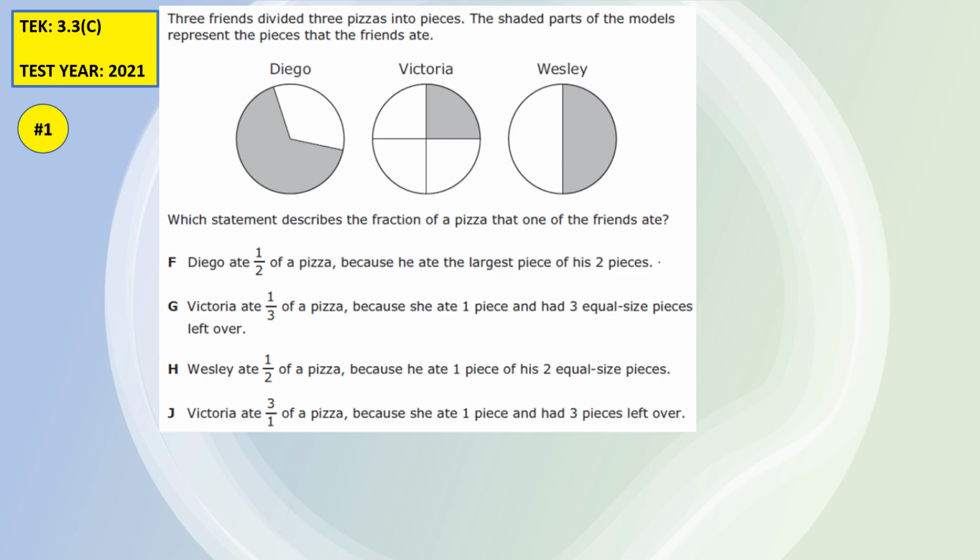Now, part of that statement is true. Diego did eat the largest piece of his 2 pieces, right? But that pizza is not divided in half. That blue line shows that pizza actually being divided in half. Did Diego really eat half of his pizza? No. He actually ate more than half of his pizza. So answer choice F is false.